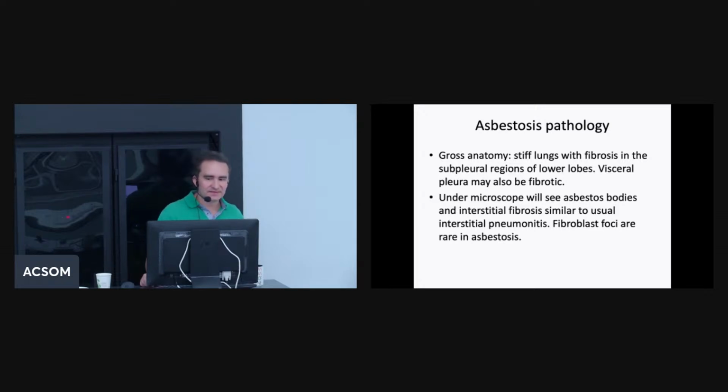And then at the microscope, you'll see asbestos bodies and interstitial fibrosis, similar to usual interstitial pneumonitis, which basically means pulmonary fibrosis. Fibroblast foci are rare in asbestosis and more abundant in idiopathic pulmonary fibrosis. So again, compared to idiopathic pulmonary fibrosis, this is a slower process. This is not a super quick acceleration of the problem. That's why you see fewer fibroblasts, you have less activity. But in idiopathic pulmonary fibrosis, it may look similar, but it's a more active process, and patients decompensate quicker.